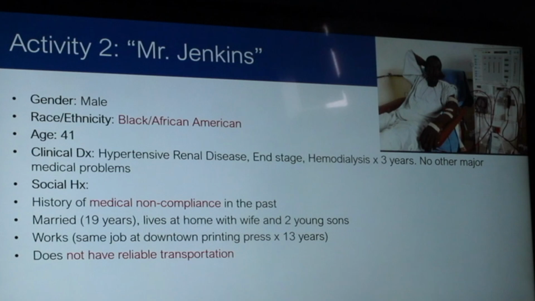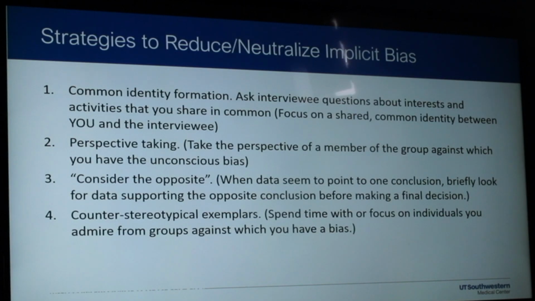We can do common identity formation. That is, we can think of where we and Mr. Jenkins share something in common. Simply finding that out, where you and Mr. Jenkins share a common group identity, can reduce your negative implicit bias. Perspective taking. If you force yourself to see the world through Mr. Jenkins' eyes, what is it like to be him? What's it like to be a father and on dialysis and to really be wondering about, am I going to live to see my kids grow up? What does that feel like? If you go through that exercise, develop empathy for Mr. Jenkins, that will reduce some of your negative bias against Mr. Jenkins.